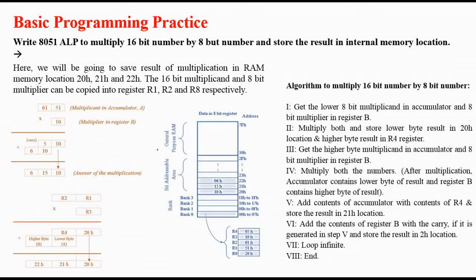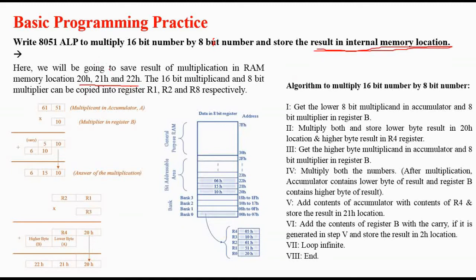This is multiplication of a 16-bit number by an 8-bit number, and the result should be stored in internal memory location. So here we will save the result of multiplication in RAM memory locations 20H, 21H, 22H, because we have been told that the result should be in internal memory. That's why we have used 20H, 21H, 22H as the internal memory locations.